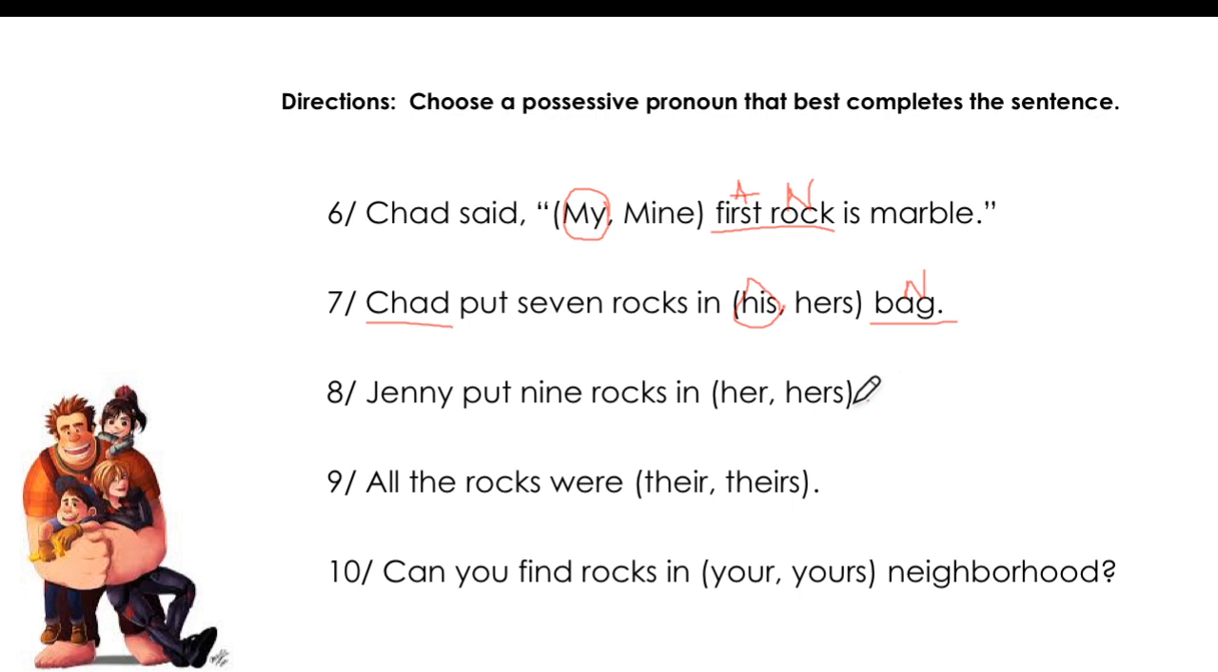What follows it? Period. So which pronoun will we use which stands alone without the noun? Her or hers? Hers. All the rocks were there or theirs. What follows the pronoun? Period. So which one stands alone with a period? There or theirs? Theirs.